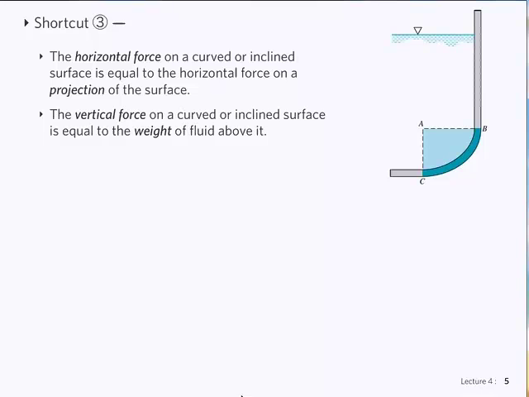But here's a shortcut. If you look at the horizontal force on a curved or inclined surface, that is going to be equal to the horizontal force on a projection of the surface, projection in the horizontal direction. I will explain further in a moment. And the vertical force on a curved or inclined surface is equal to the weight of fluid above. So let's explain that a little bit.